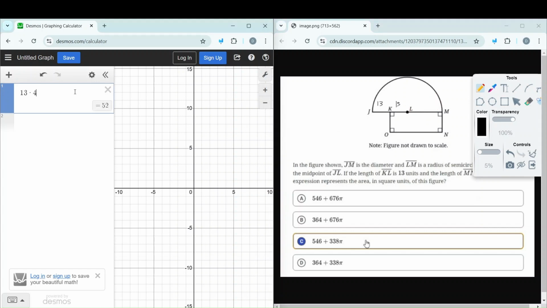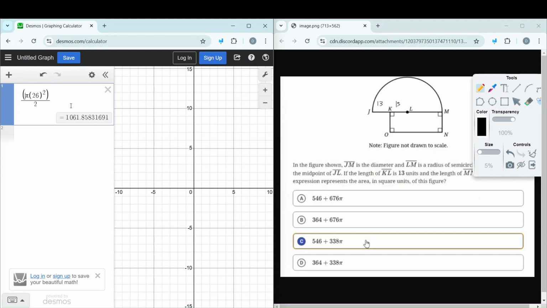But right now we don't even need the diameter. We just need to find the area of a semicircle. The area of a circle is pi r squared, but because it's a semicircle, we have to divide by 2. And then we know the radius is 13 plus 13, so that's 26. And because we can look at the multiple choice and it's by pi, we could just cancel out the pi.